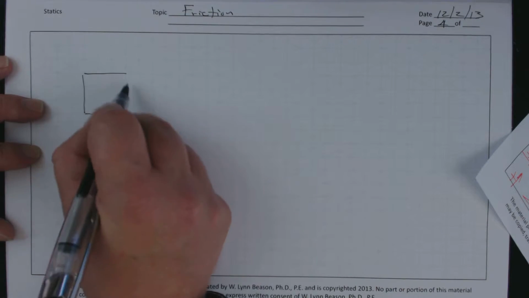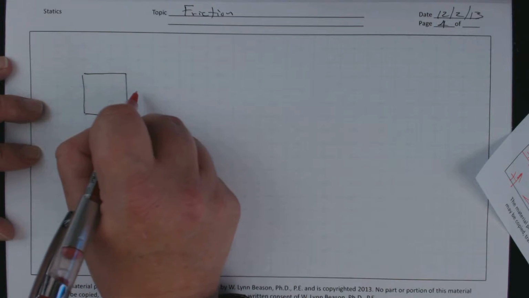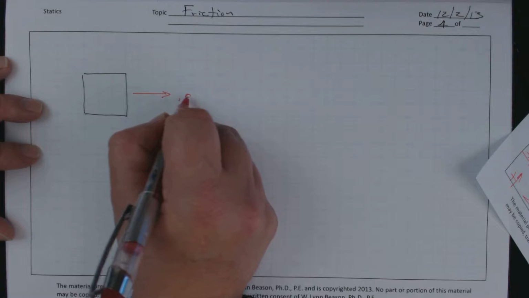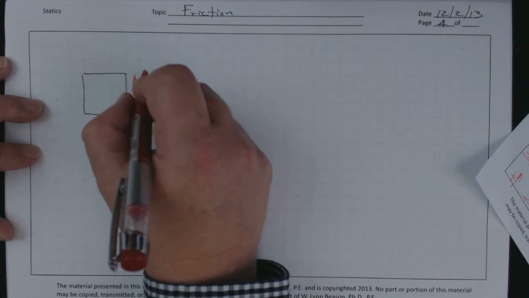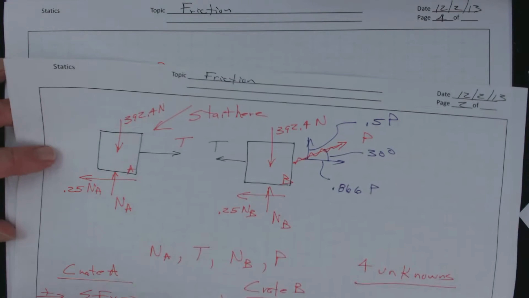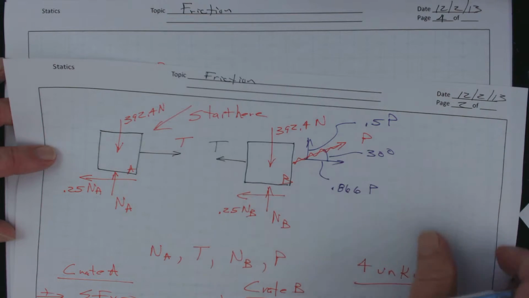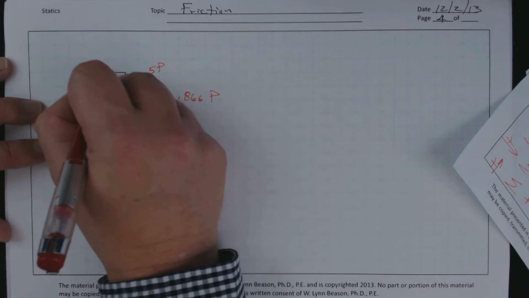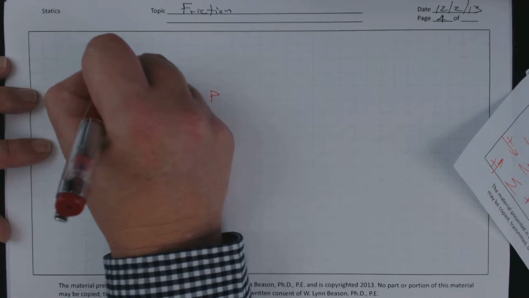So we have the little block that looks like this. And then in this direction we have 0.866P. And in that direction we have 0.5P. And remember, those are the components based on that force at the 30-degree angle. And then I have a downward acting force of 392.4 newtons. That's the weight of the block.